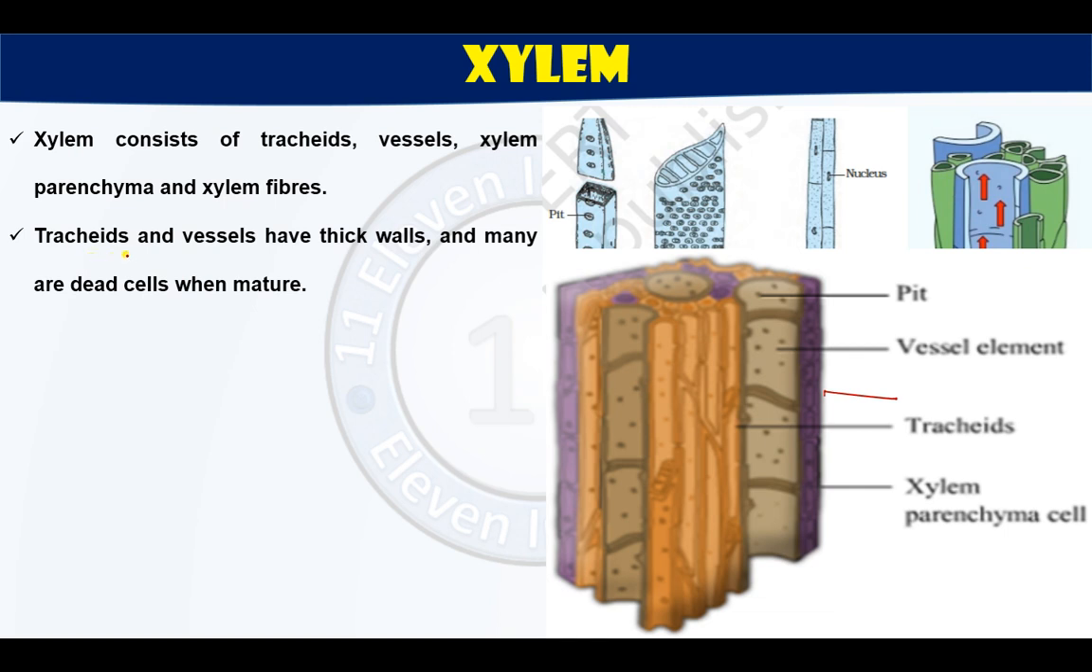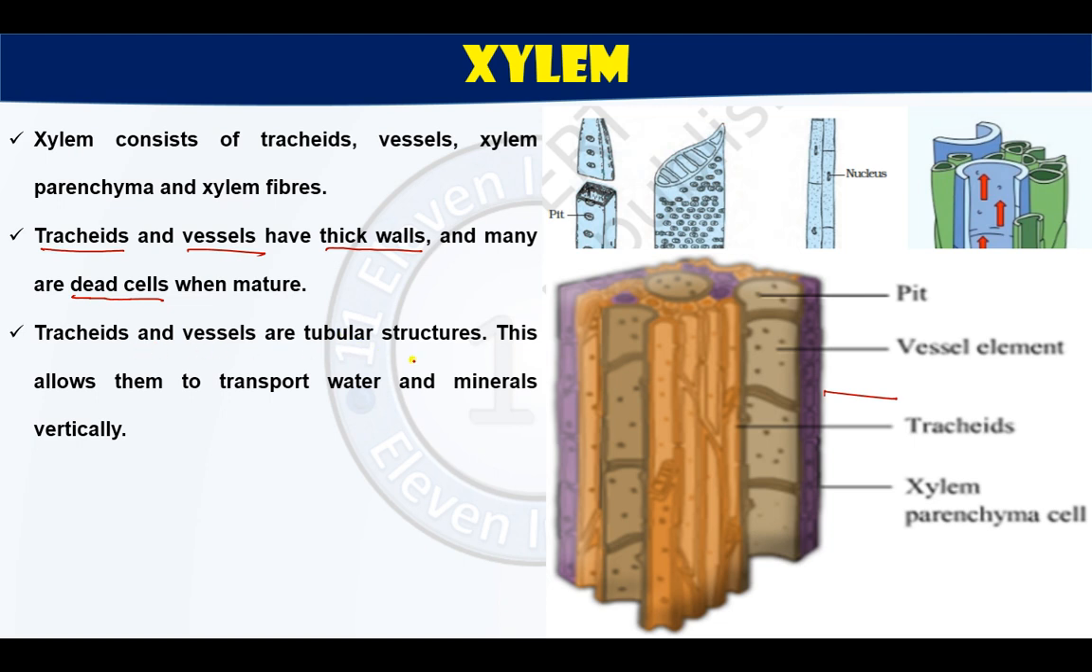Tracheids and vessels have thick walls and many are dead cells when mature. I have already mentioned that many of them are dead cells and these have thick walls, tracheids and vessels.